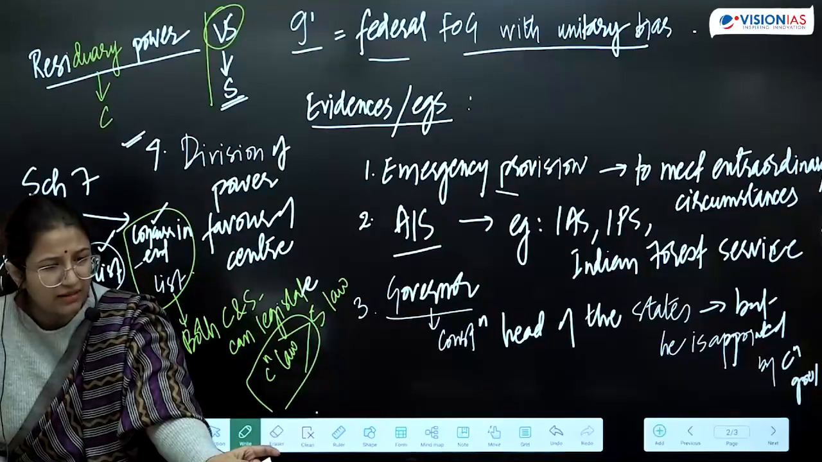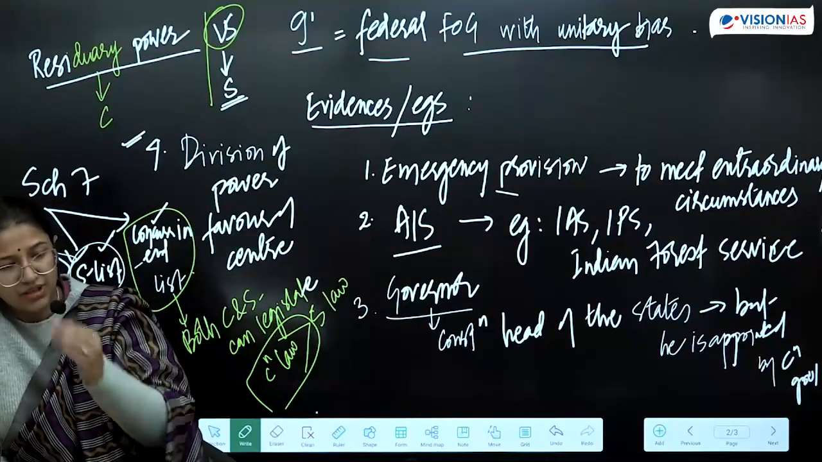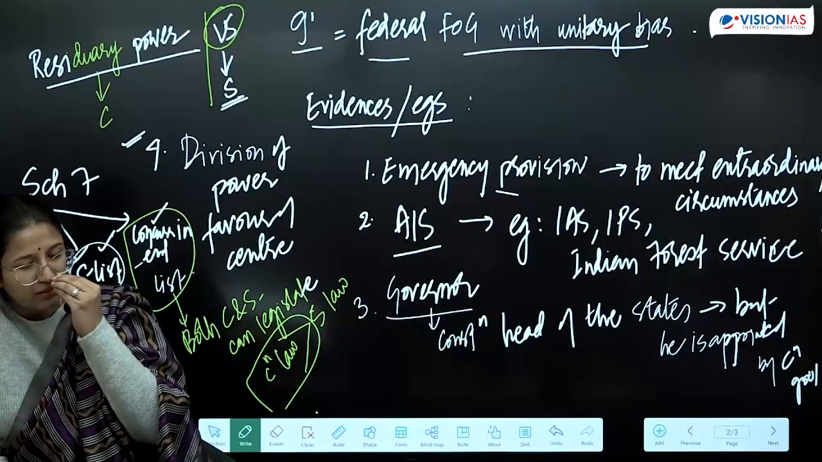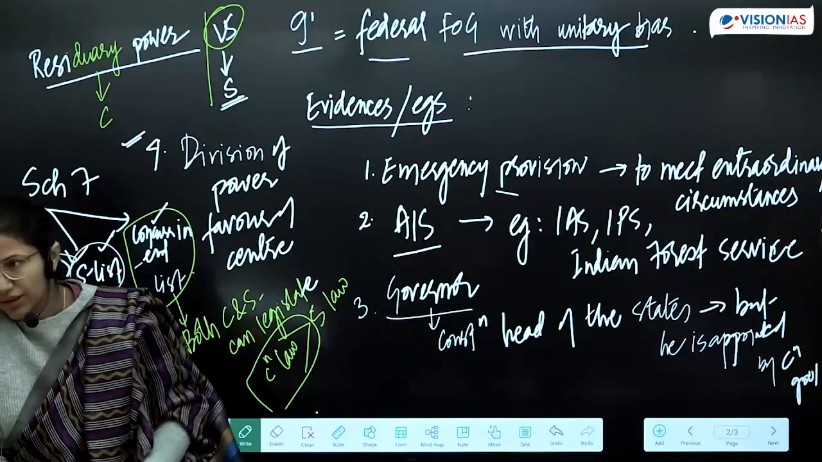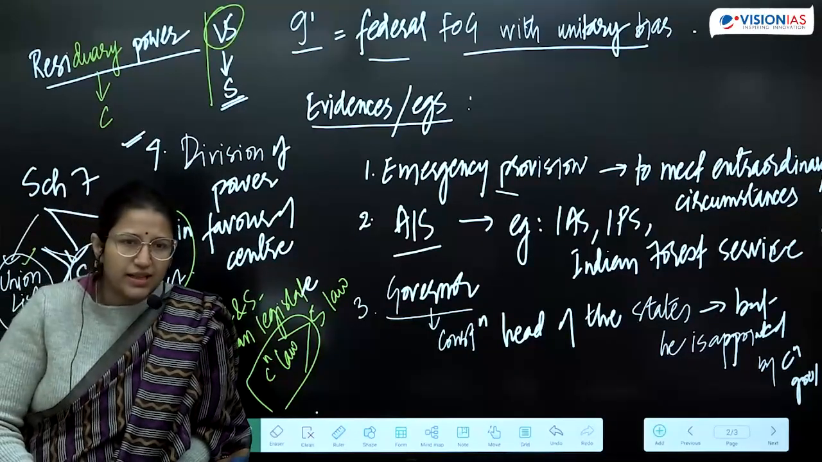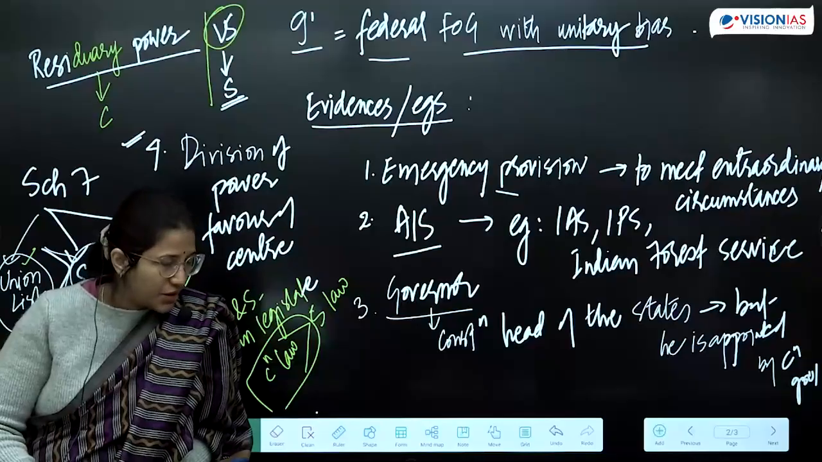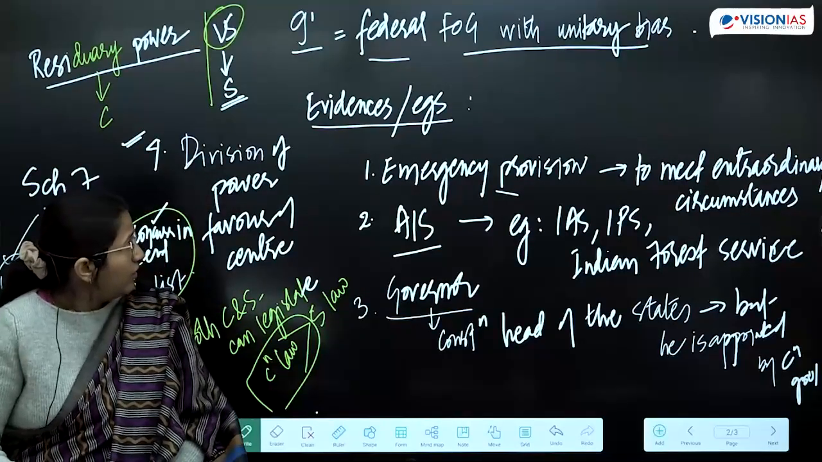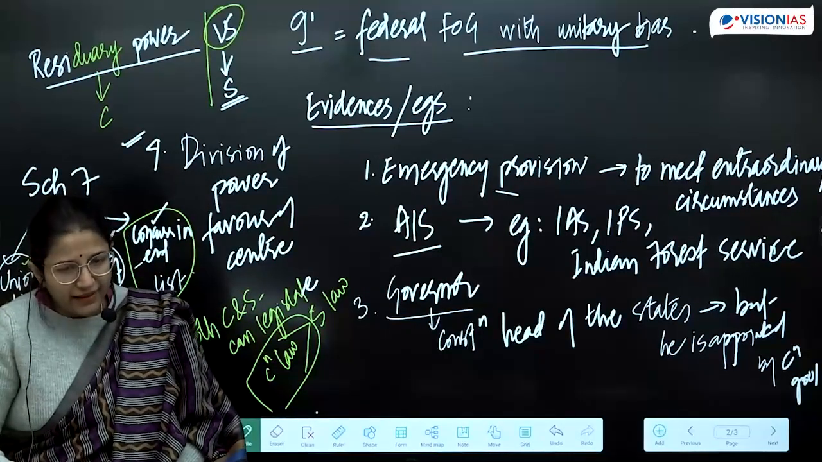Fine. So these are some of the features which indicate the unitary bias or centralizing tendency of the Indian Federation.